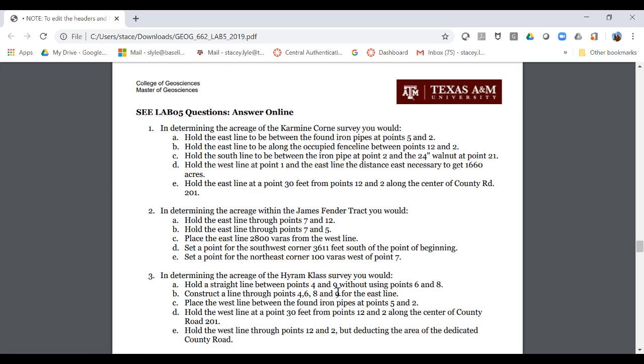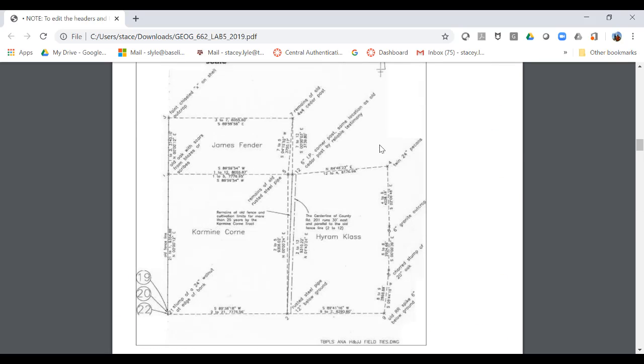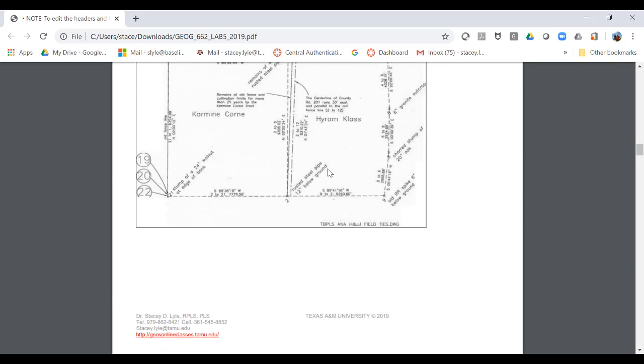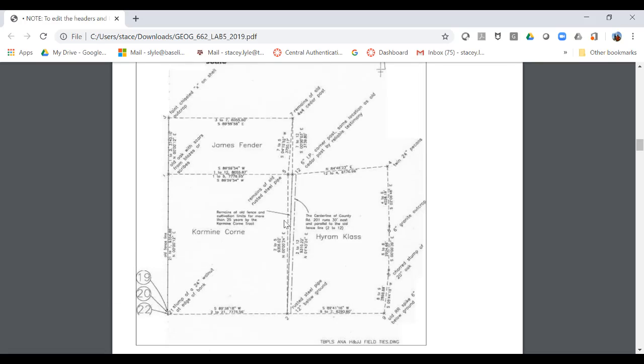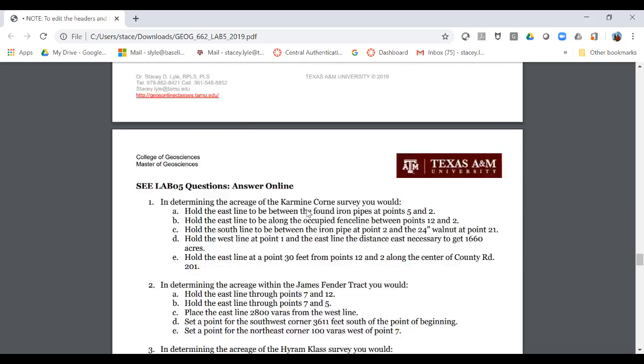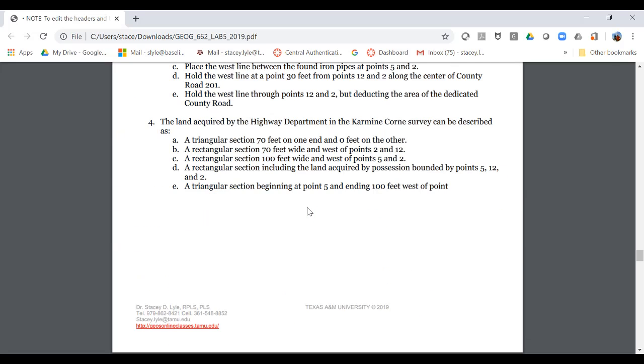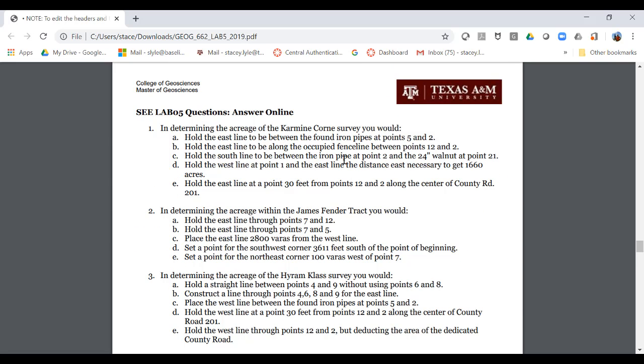The first question says, in determining the acreage of the Korn, you would hold the east line found between 2 and 5 and 2. A lot of people would say no, they would have held between points 2 and 12, which would have been incorrect. That would have been the correct answer in that scenario. And then the other points or questions are there to just distract you. Okay? And to determine the acreage of the James Fender, you would hold the east line at 7 to 12.